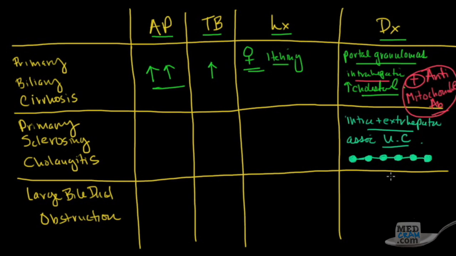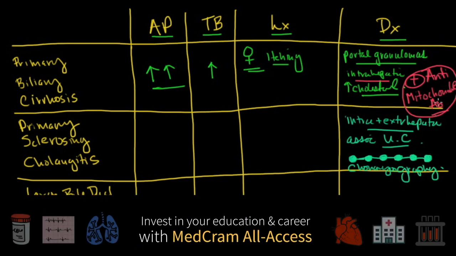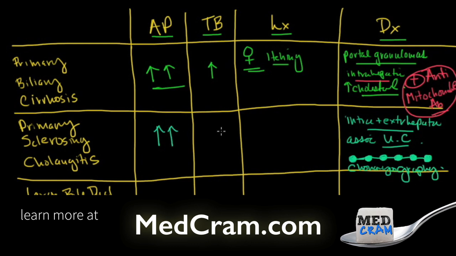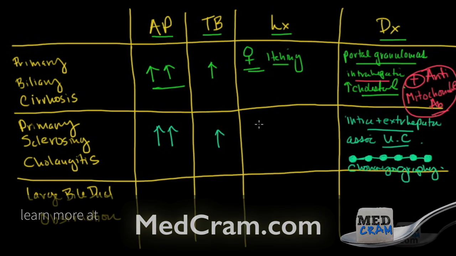This beaded appearance makes you think of sclerosing cholangitis. The diagnosis is actually cholangiography, if you will. That means you just shoot dye in there and you can see it light up. It's pretty interesting to see that. The beaded appearance is almost pathognomonic, and it's associated with these diseases. It looks very similar to primary biliary cirrhosis in terms of labs. You get the elevated alk phos, and you get this total bilirubin elevation.